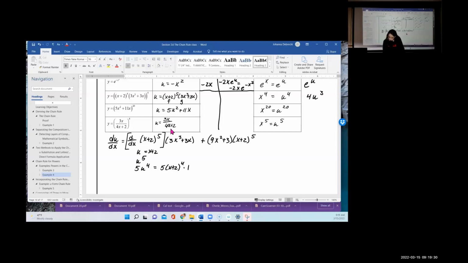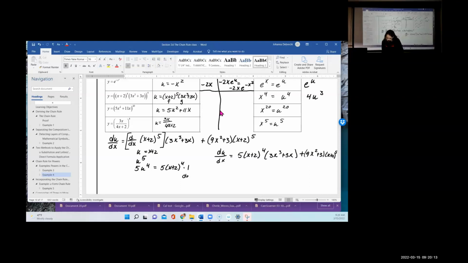All right. So when I do the derivative with respect to x, I get 5 times x plus 2 to the 4th power times 3x cubed plus 3x, plus, oops, my parentheses went in the wrong place, 9x squared plus 3 times x plus 2 to the 5th. That's all my du dx. Now I need to multiply this by the outside function and substitute the inside function back in again. So I'm going to multiply this by 4u to the 3rd.